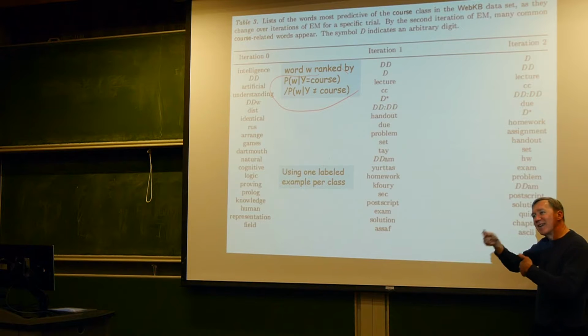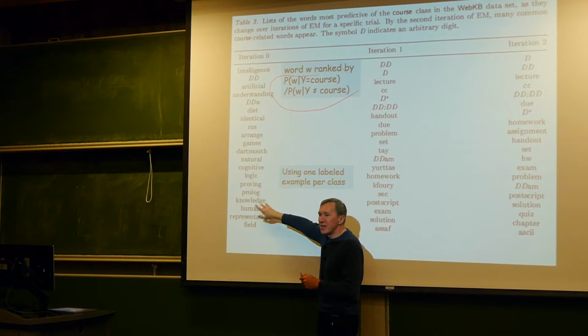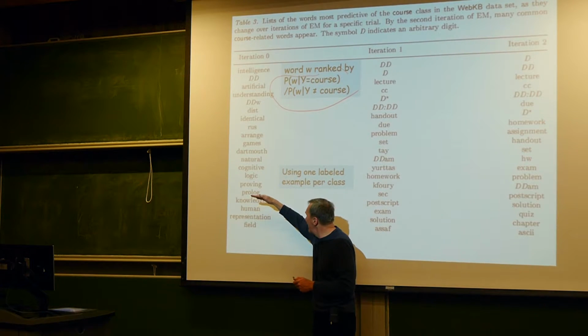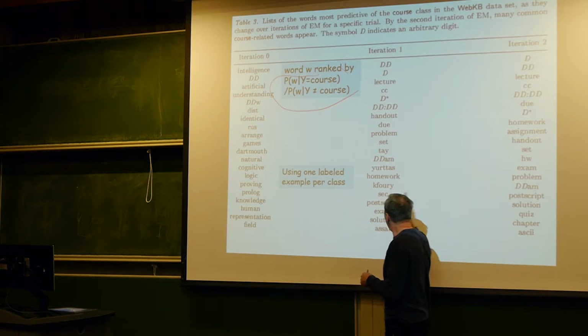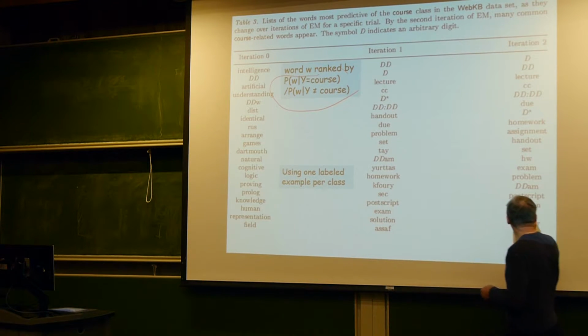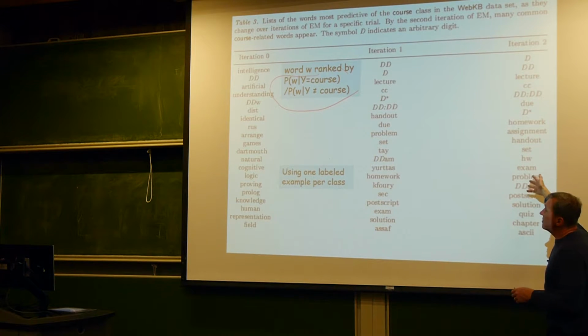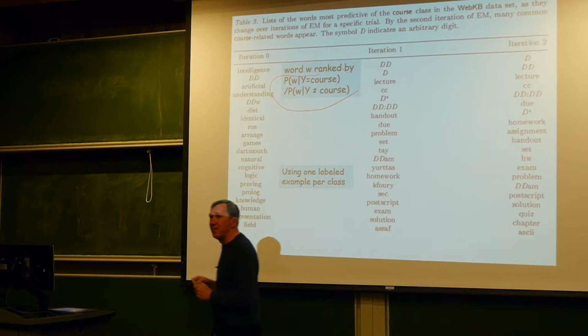And so what's happening is information is trickling into these learned conditional probabilities of individual words given the class. But it's getting better and better as we apply it to a larger and larger set of data. And so here we have words that aren't so overfit to the single labeled example.